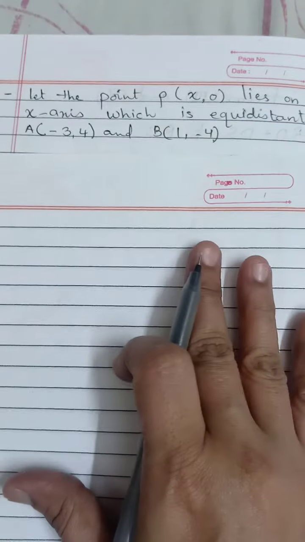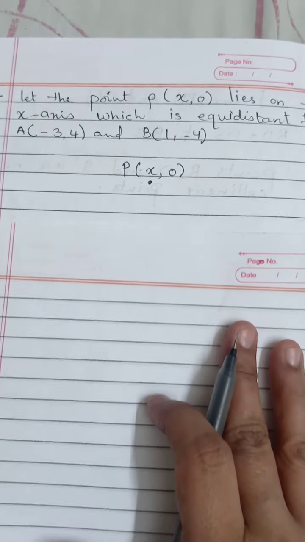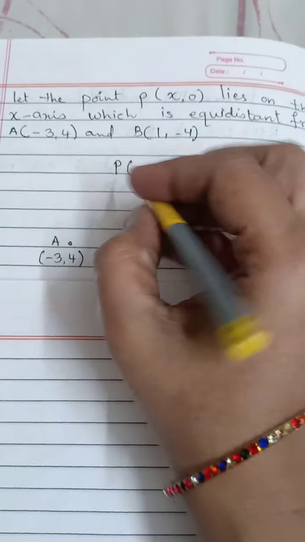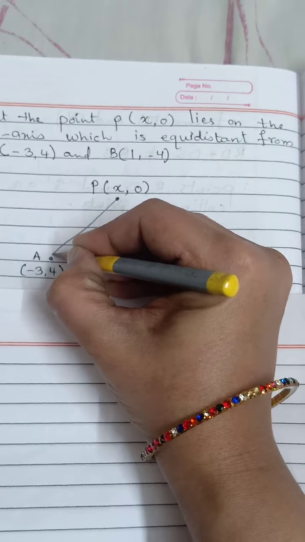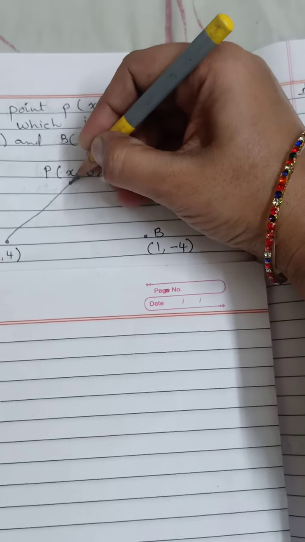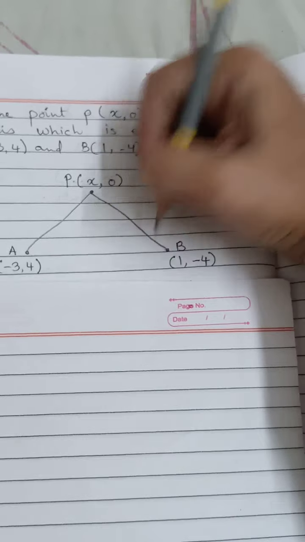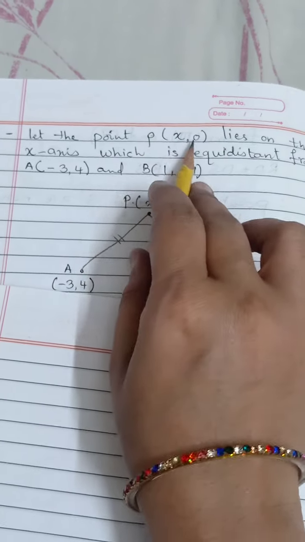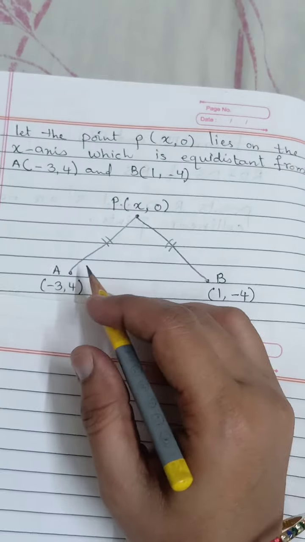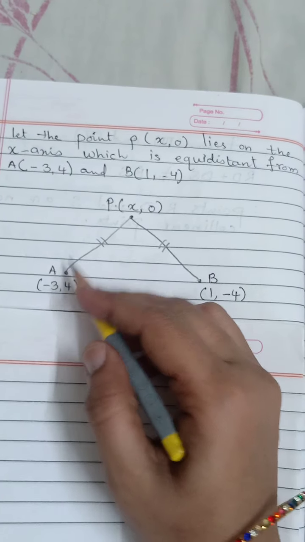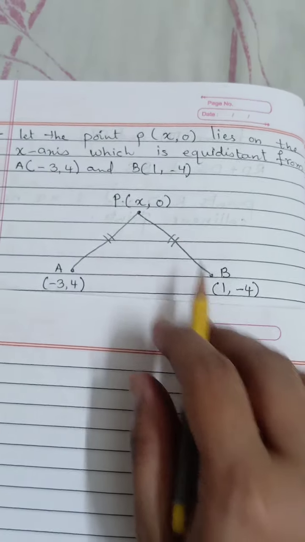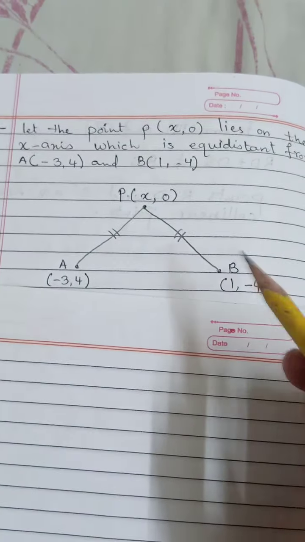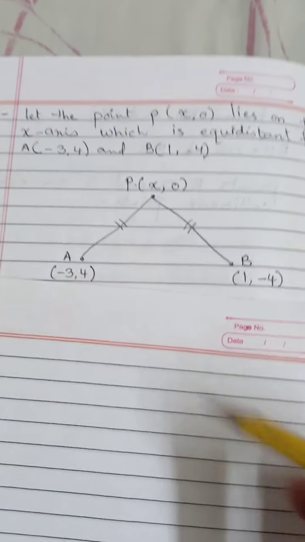So now we will see here. I have taken all these 3 points P, A and B. Here the distance from P to A and the distance from P to B will be equal. Why will it be equal? Because it is already given that P is equidistant from A and B. That means the distance of point P from A and the distance of point P from B will be equal. So indirectly it is given that PA will be equal to PB, or AP will be equal to BP. Both are one and the same thing.